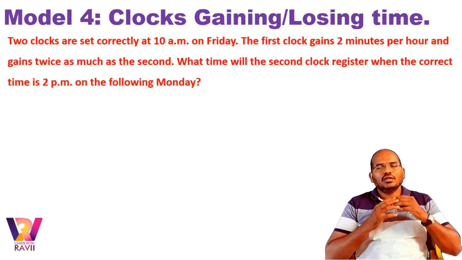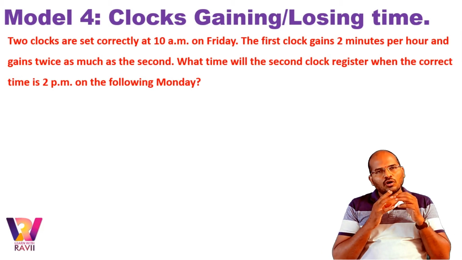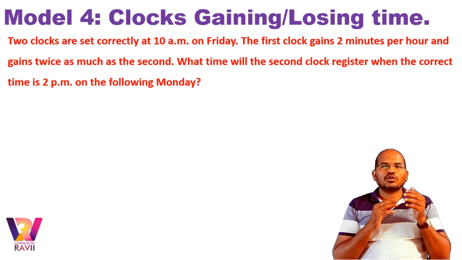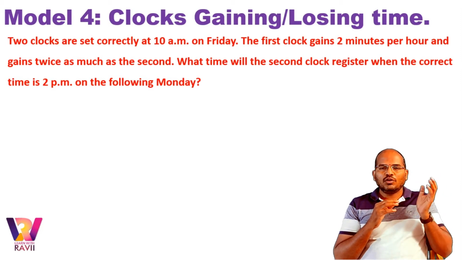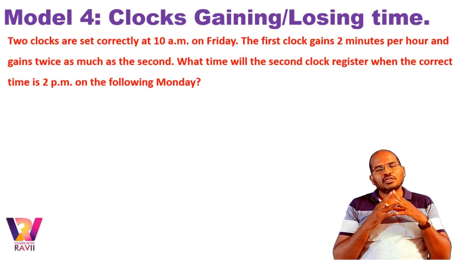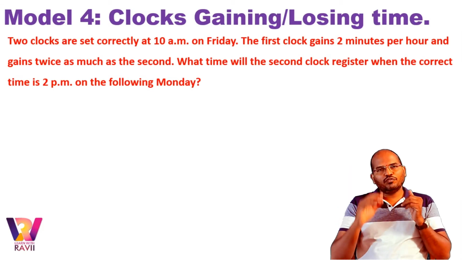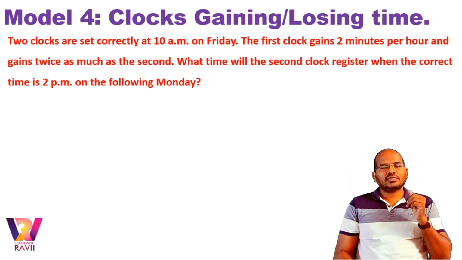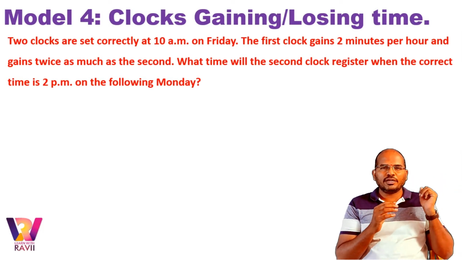The next example, two clocks are set correctly at 10 a.m. on a particular Friday. The first clock gains 2 minutes per every hour and gains twice as much as the second. What time will the second clock register when the correct time is 2 p.m. on the following Monday? Now, 10 a.m. Friday, 2 p.m. the following Monday. The first step is, let us calculate the time gap between 10 a.m. Friday to 2 p.m. Monday.